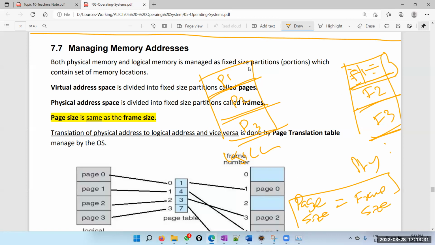Why is it so? These pages will be fit into a frame. Maybe page 1 is in frame 2, and page 2 is in frame 1. So therefore, always the page size must be the same as the frame size. Remember this is a particular program's view of the memory. Every program looks at the memory as a set of pages. An operating system is also looking at it like that when it is executing a program, and this page size is the same as frame size.